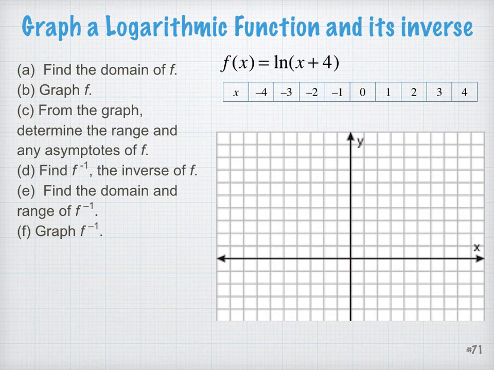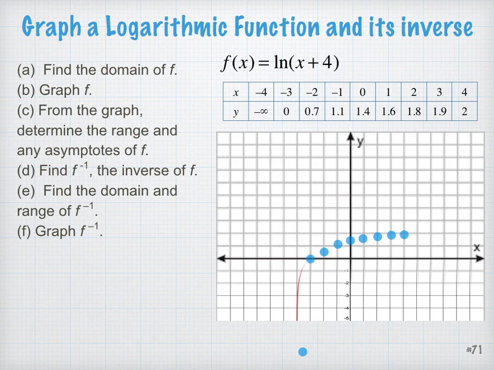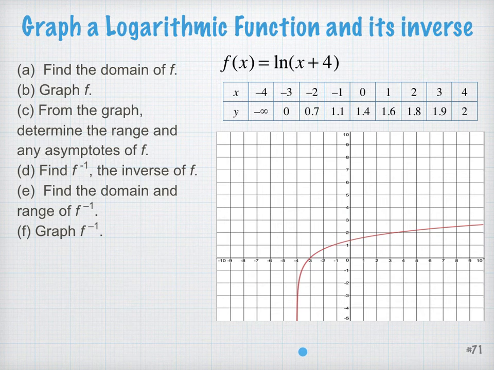My x values will go from -4 to 4. I'll use a calculator, and I'll find my corresponding y values. Then I'll plot these points, and then I'll connect them with a smooth curve. And this makes sense because it looks like I've shifted the natural log function 4 to the left. That's what the x plus 4 in the parentheses indicates. So I have confidence that this graph is accurate.